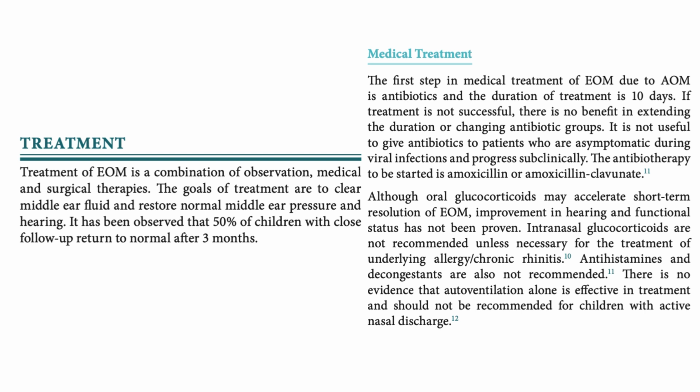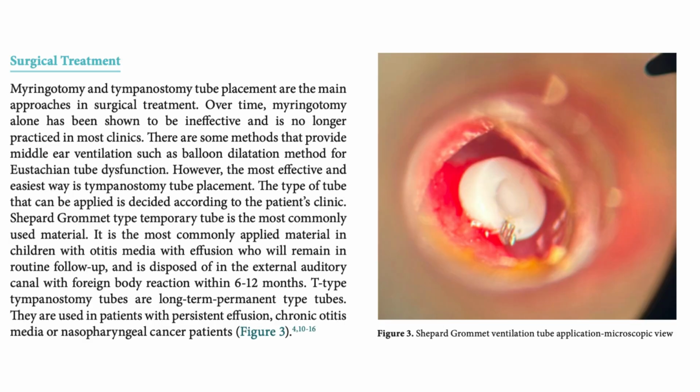There is no evidence that autoinflation alone is effective in treatment, and it should not be recommended for children with active nasal discharge. Surgical treatment: myringotomy and tympanostomy tube placement are the main approaches in surgical treatment. Over time, myringotomy alone has been shown to be ineffective and is no longer practiced in most clinics. There are some methods that provide middle ear ventilation, such as balloon dilatation for eustachian tube dysfunction. However, the most effective and easiest way is tympanostomy tube placement.